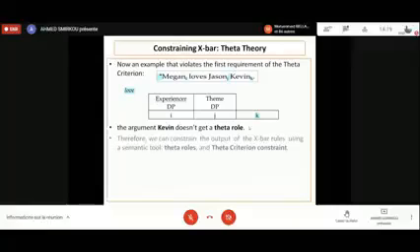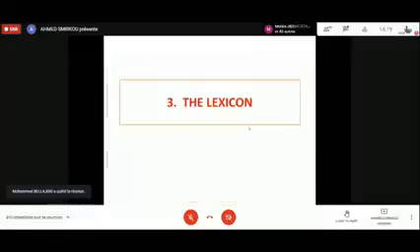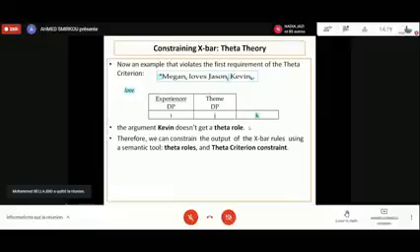Therefore, we can constrain the output of the X-bar rules using a semantic tool: theta roles and theta criterion constraints. Is it clear now? Please, these 2 cases, I'm saying 90% will be in the exam. You'll have a case where there are extra arguments, as in this case, and this is a violation of the first condition of the theta criterion constraint. Or you may have a violation of the second. This is a violation of the first condition. This is what you should say.